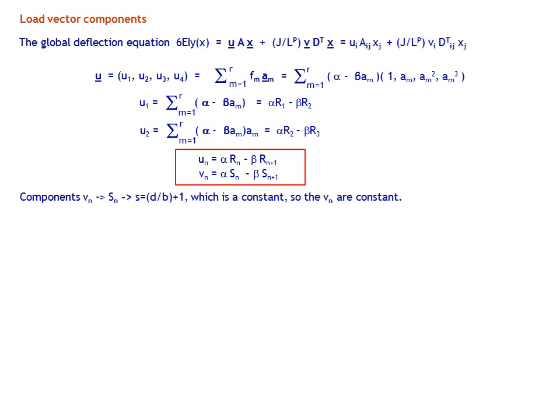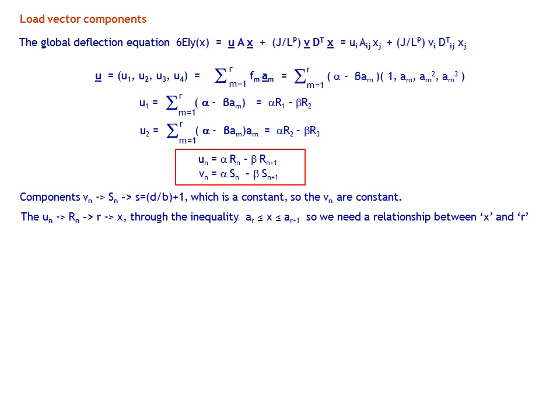Components vn depend on big Sn, which depend on small s, which depend on d, which are constant, and so therefore are the vn. Components un depend on big Rn, which depend on small r, which in turn depends on x through the inequality ar is less than or equal to x, less than or equal to ar plus 1. We need to find this relationship between r and x.